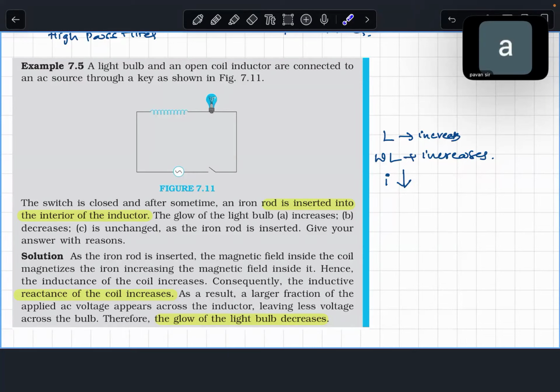Now the question is, you are inserting an iron rod into that coil. What is the consequence of this change? L increases. As L increases, Z increases. As Z increases, current decreases. So the glow of the light bulb decreases.